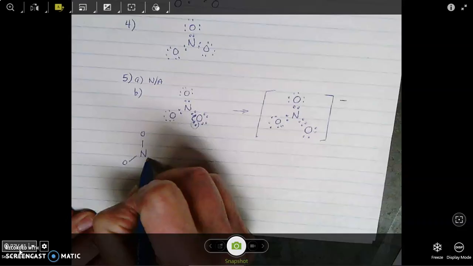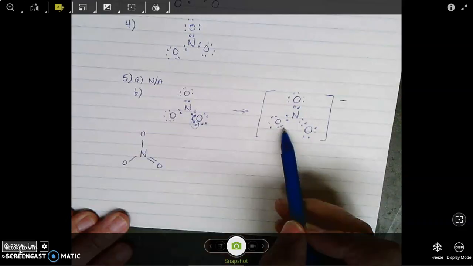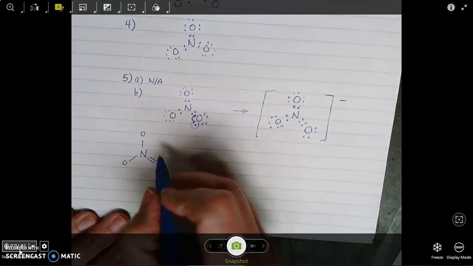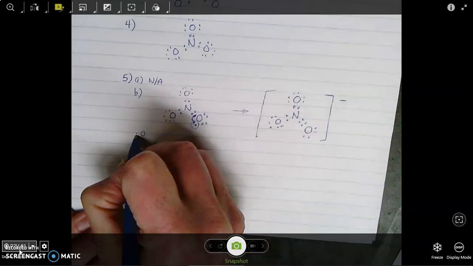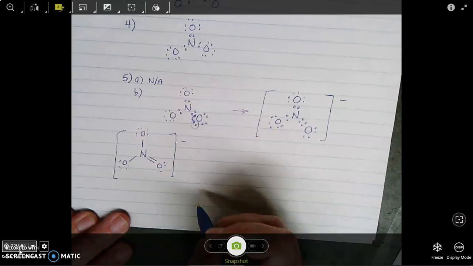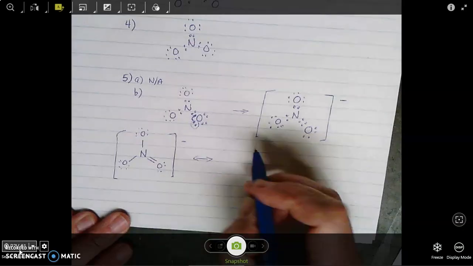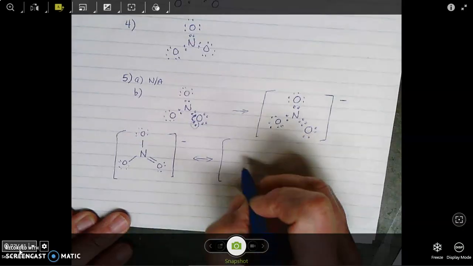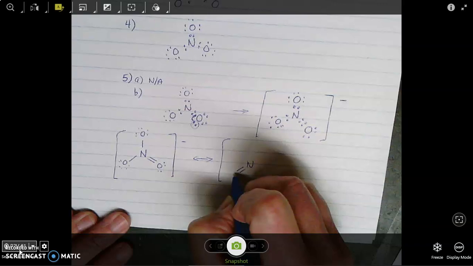Okay, a single bond is a pair of electrons. A double bond is two pairs of electrons. I'm going to draw my unpaired electrons, okay, and that is one possible structure of a nitrate ion. The other possible structures I represent with this set of push me pull you arrows. This is one possibility.